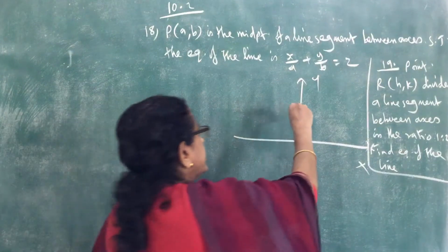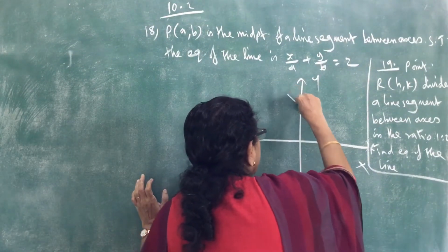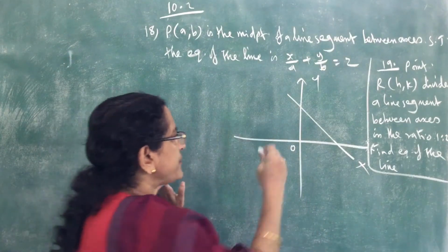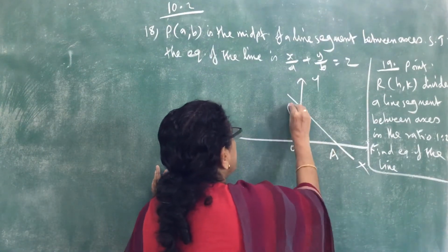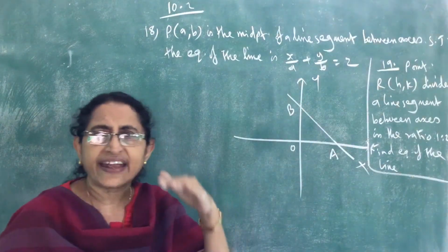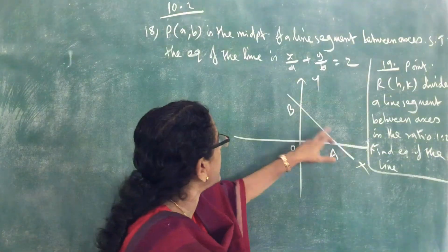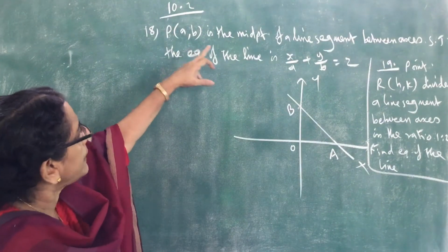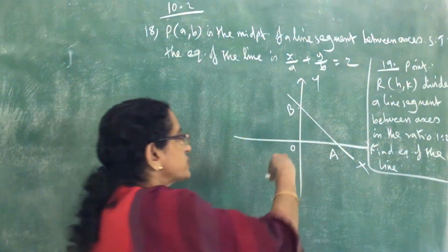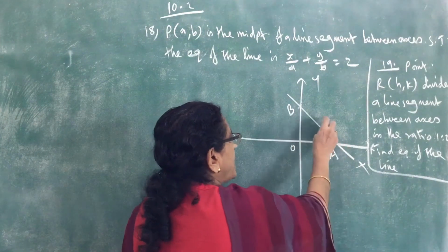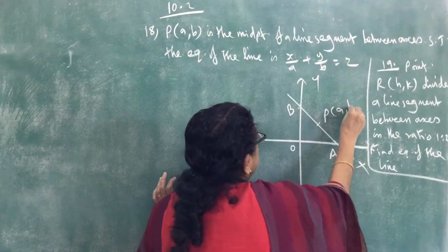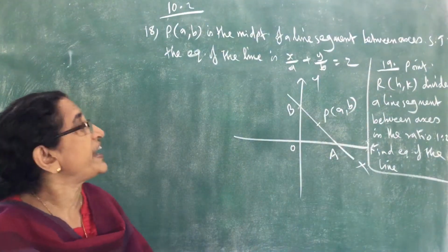So consider a line. Suppose this is the line. So this is the origin. Line segment between the axes means AB. AB is the line, this is the x-axis, this is the y-axis. Then P(a, b) is the midpoint of the line segment between the axes. So that means P is the midpoint of AB.